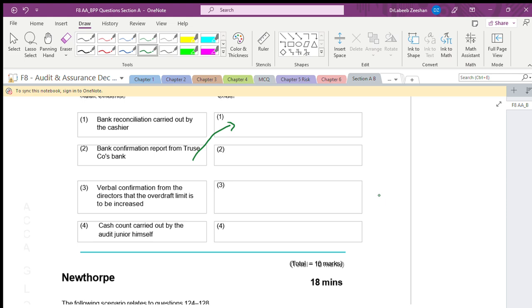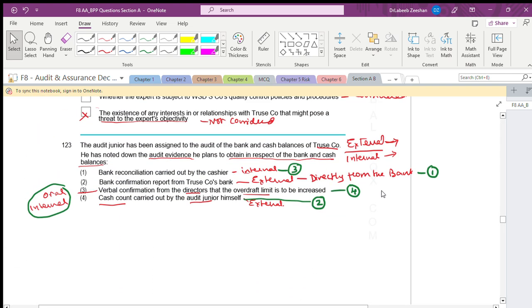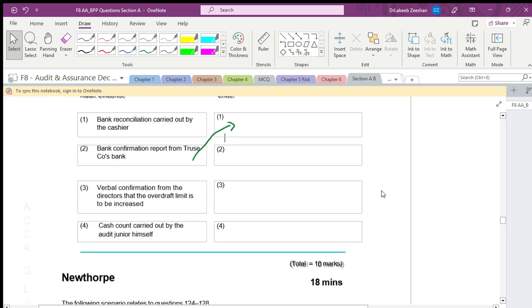Next, the second one is the cash count carried out by the auditor himself. The third is the cash count carried out by the cashier. And the verbal communication from the directors is the fourth.